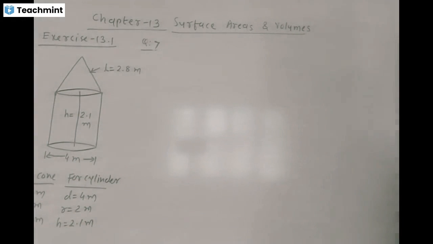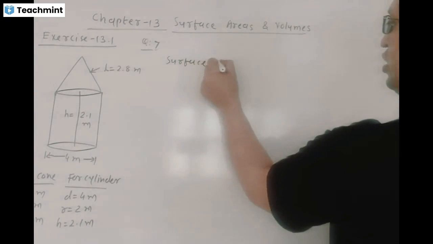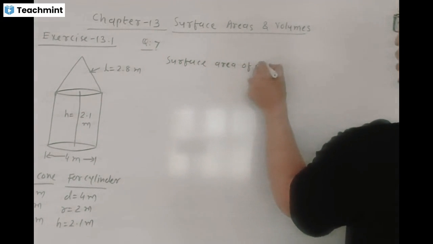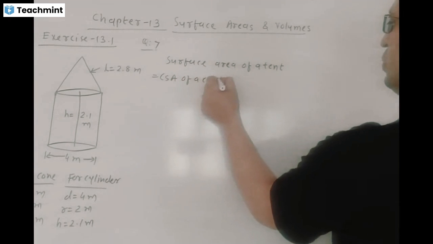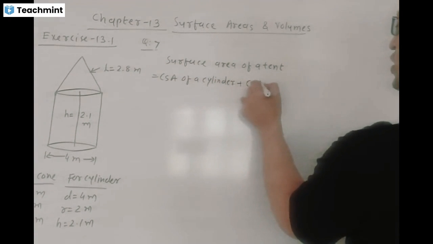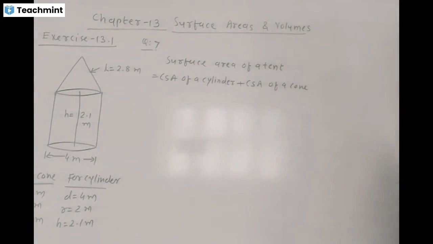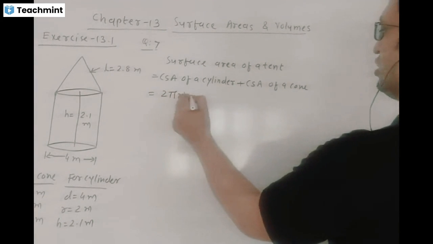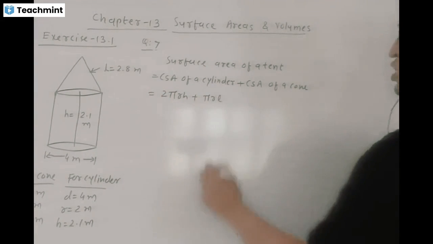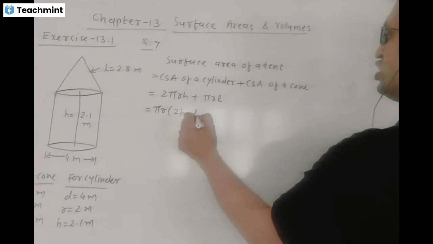Okay, so the surface area of the canvas. Surface area of a tent is equal to the curved surface area of a cylinder plus the curved surface area of a cone. Here the base is not included, as given in the notes. The base area of the cylinder is not included. The curved surface area of the cylinder is 2 pi r h plus the curved surface area of a cone, that is pi r l. Pi r is common, into bracket 2h plus l.